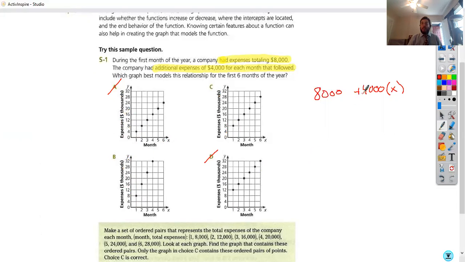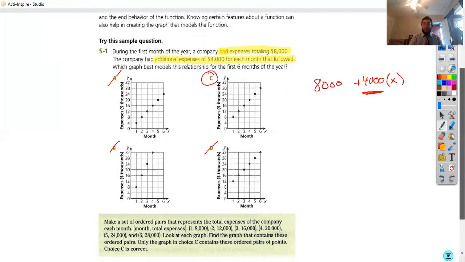Now we're looking for each month, it goes up by 4,000. So if we look at choice B, from 1 month to 2 months, we went from 8 to 16,000. That's an increase of 8,000, not 4,000. So it's not going to be our choice here, which leaves us with choice C. From month 1 to month 2, it went from 8,000 to 12,000, which is an increase of 4,000. So that's our choice. So this function here, which is a set of points, represents the situation in that problem.